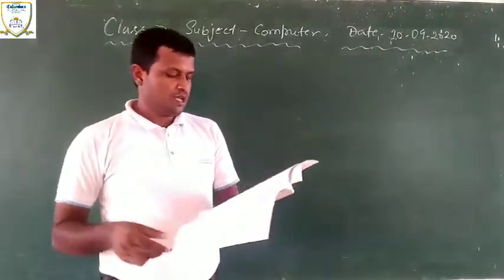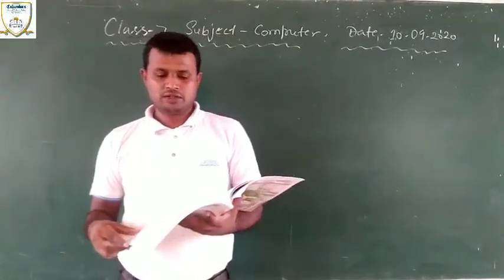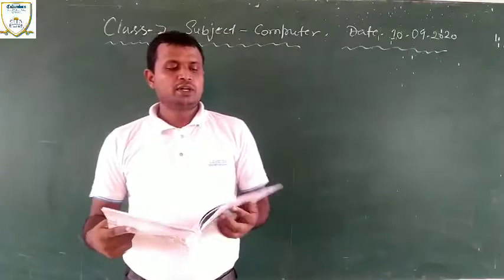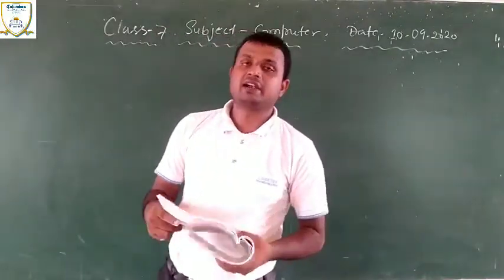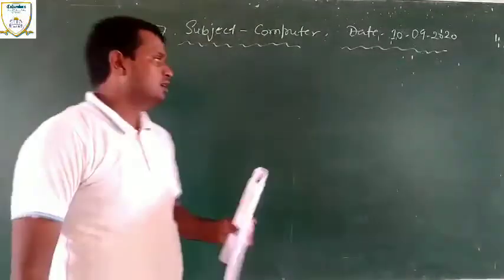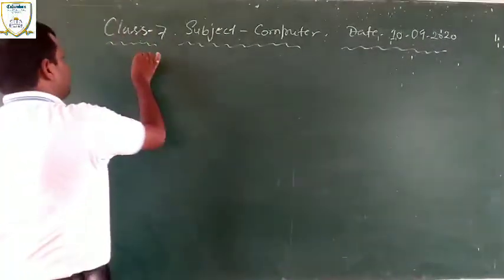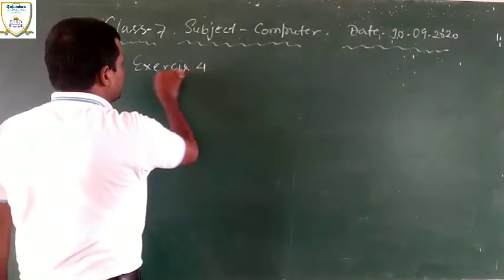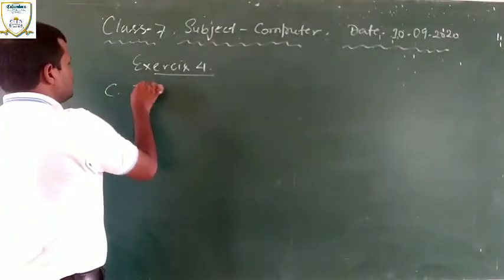As you know, in yesterday's class we completed the sums, question answers and pick the correct answers. Now we have to clear chapter 4, true and false and fill in the blanks. Today we are going to do Exercise 4, section C, true or false.